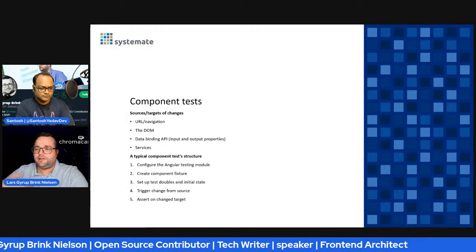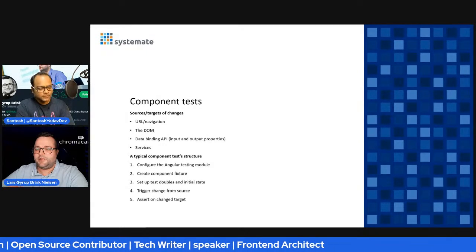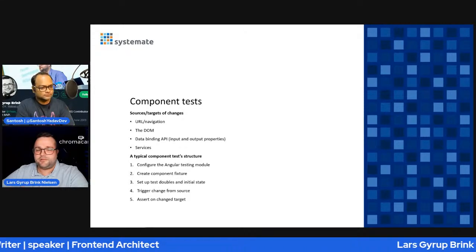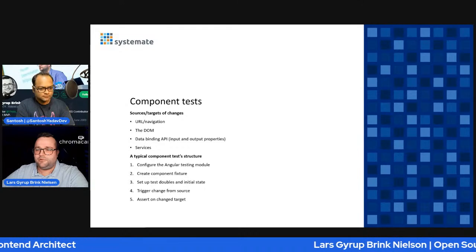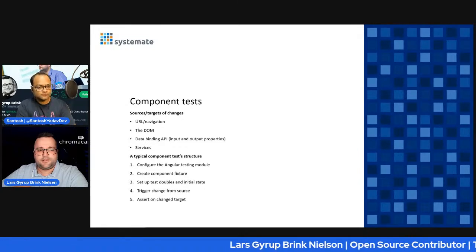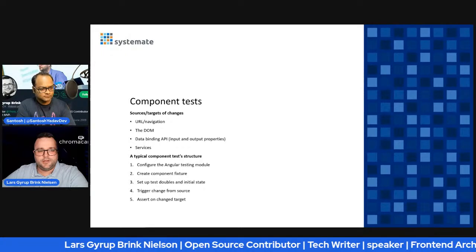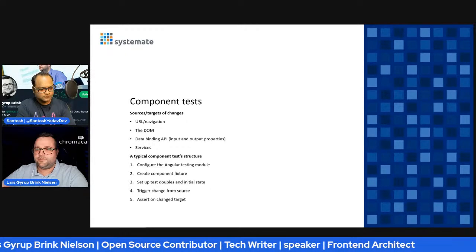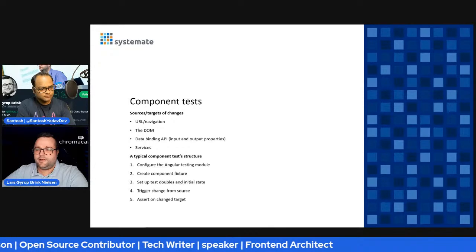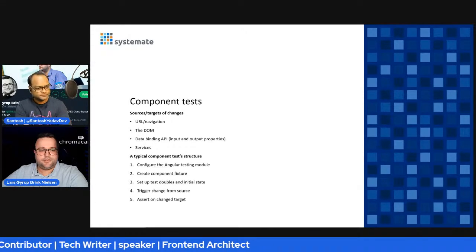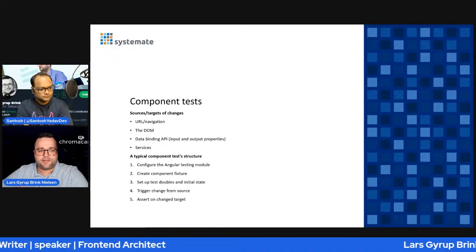So, for example, you could click the button. You can do that with the test bed, or you can update an observable from a service it depends on, or you can update an input property the component has, or you could update a URL using the router, for example. So that's the source of the change. You trigger that. That's the act part, and the final part is the assert part. So we assert on the change target.